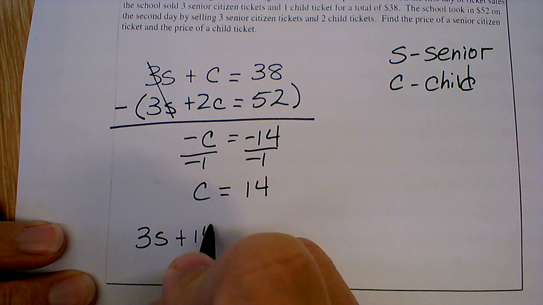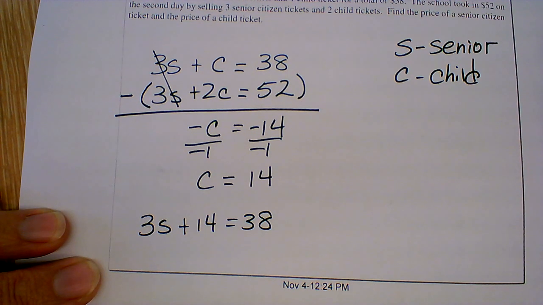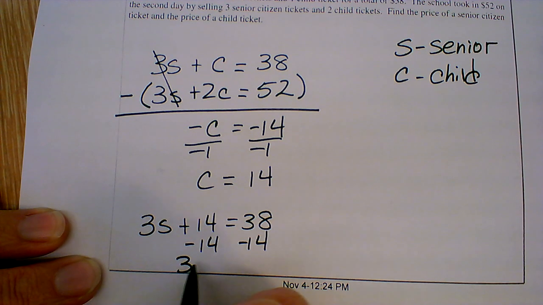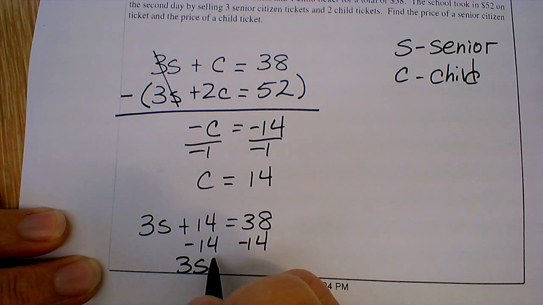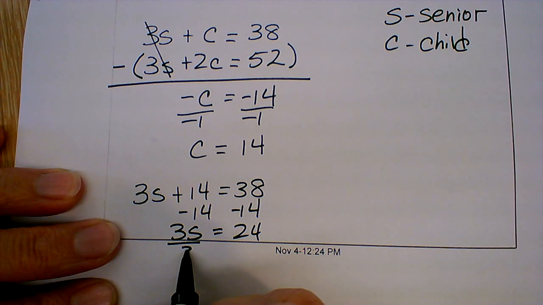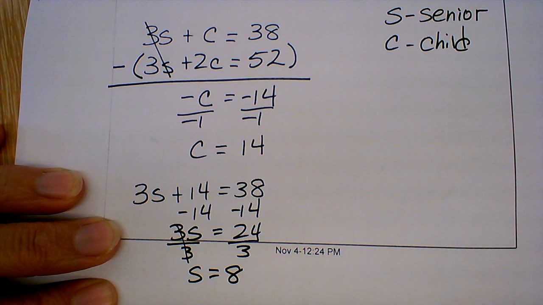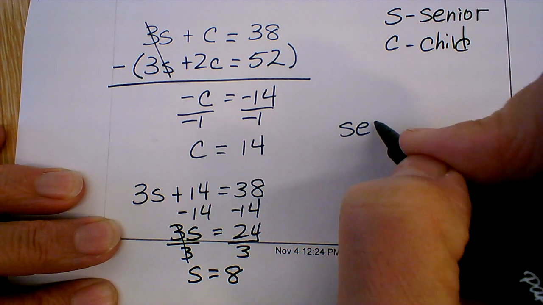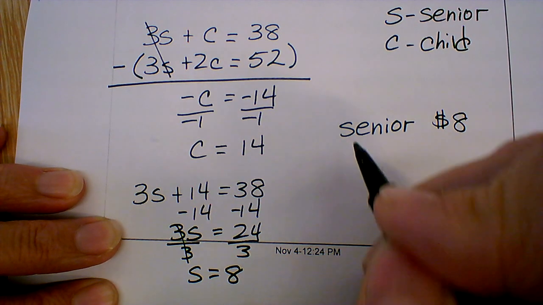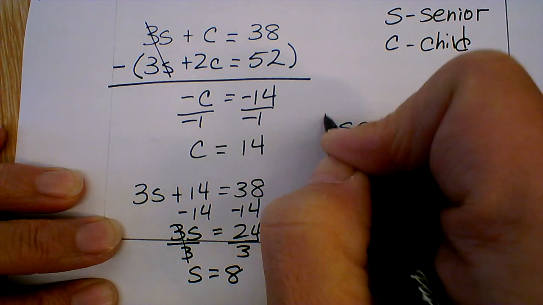Let's go back to one of our original equations to find what a senior ticket costs. 3s plus 14 equals 38. Subtract 14 from both sides. 3s is equal to 24. To solve for s, divide both sides by 3. The price of a senior ticket is $8. So I would come over here and I would say a senior ticket costs $8 and a child ticket costs $14.